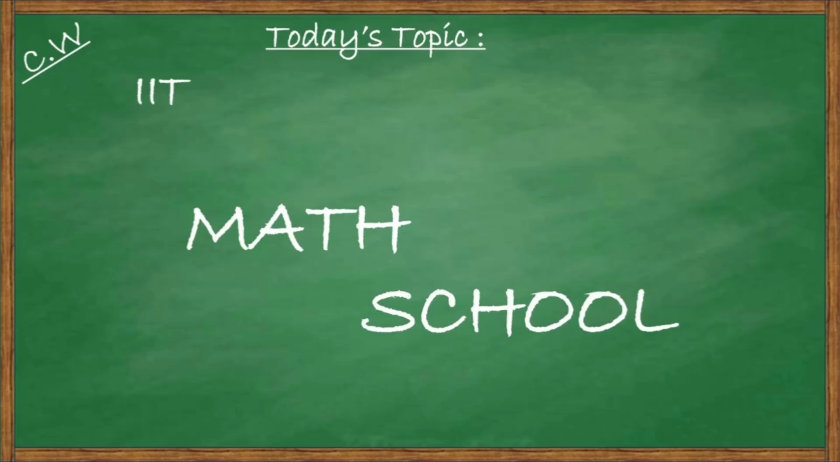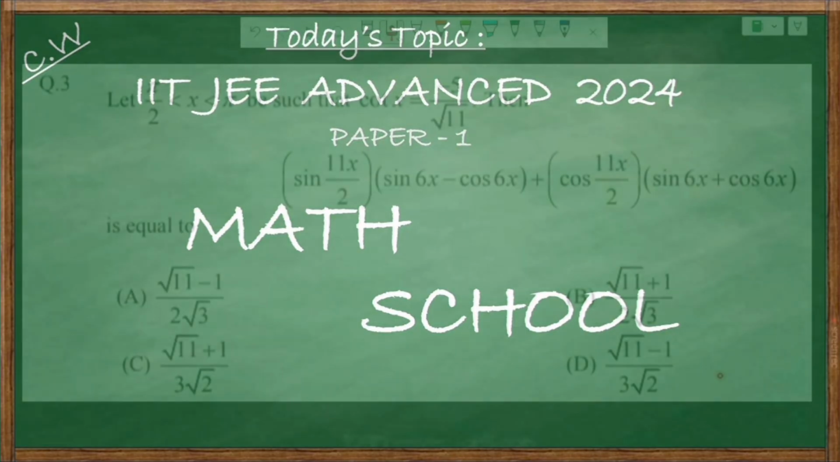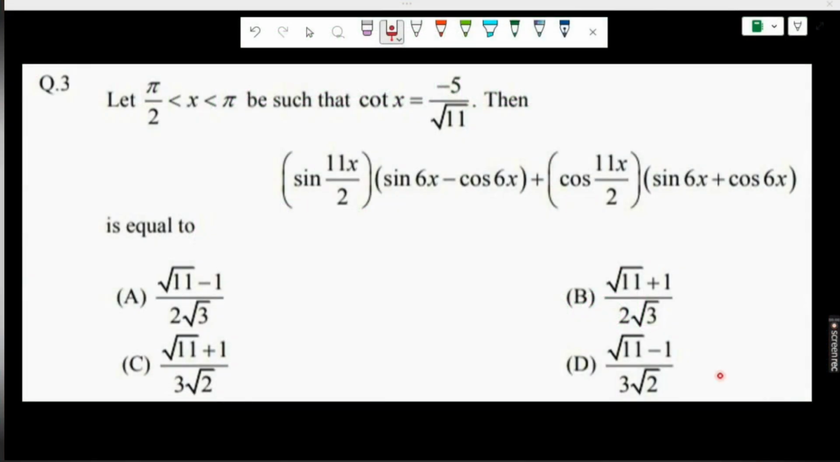Today we will discuss IIT JEE Advanced 2024 Paper 1 Section 1 Question number 3. So let's read the question number 3 first, which is from Section 1. It is an MCQ type question, so only one answer will be correct.